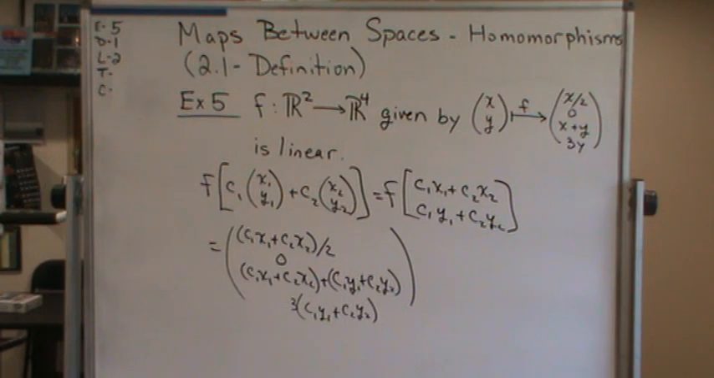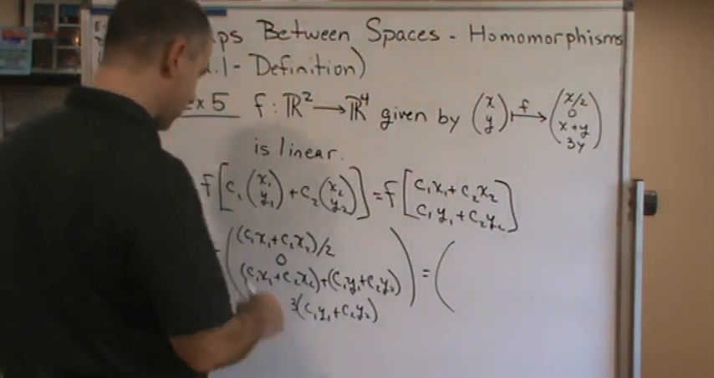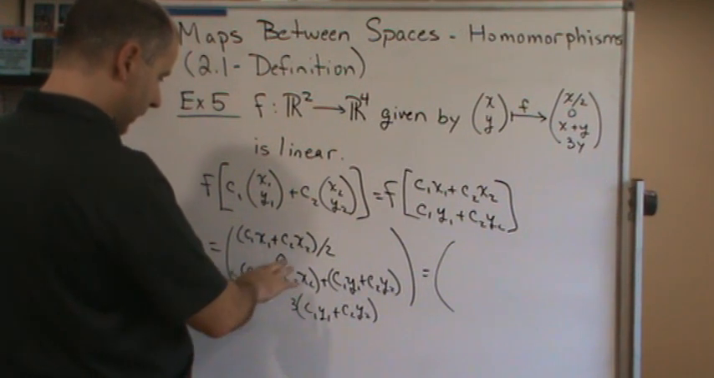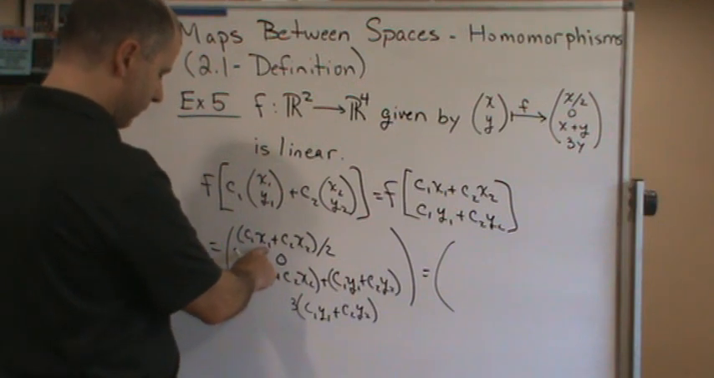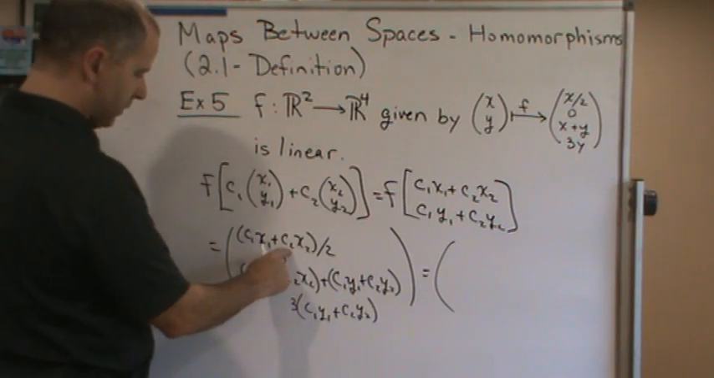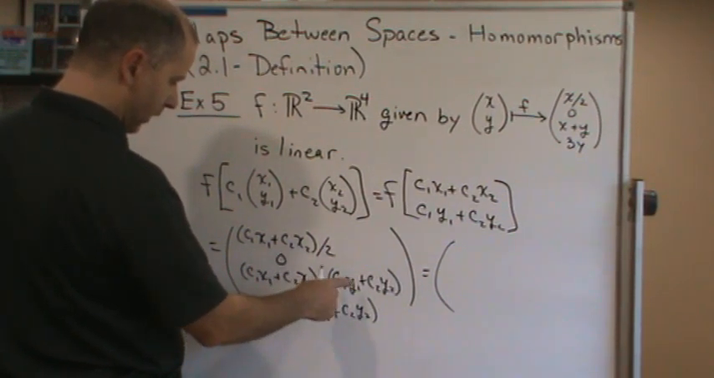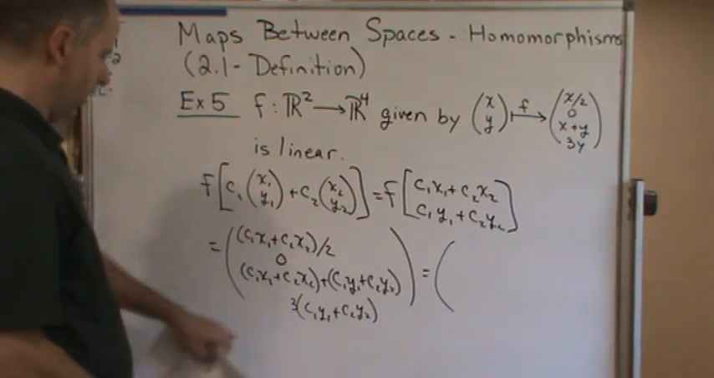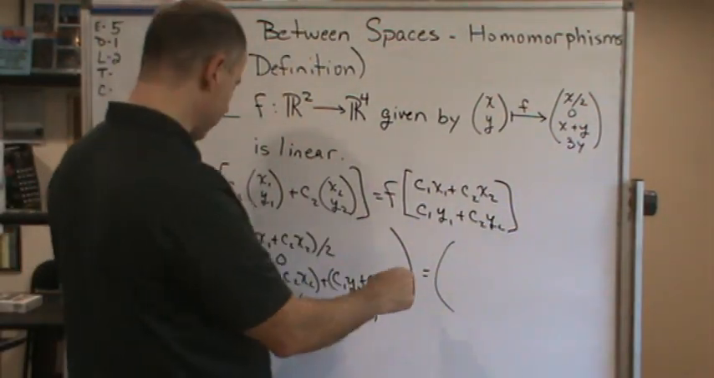Okay, so now guess what? I'm going to split this up into 2 vectors. Because I can split this up, I can do c1 x1 divided by 2 plus c2 x2 divided by 2. I can split that up. 0 plus 0, I can split that up. This I can split up. This I can distribute and split up too. So let me just write it as 2 vectors.